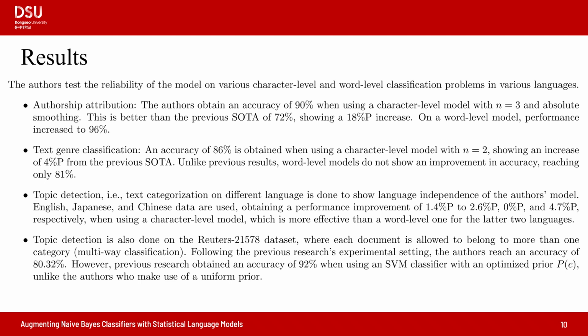On a word level model, performance increases to 96 percent. And the next result that they show is text genre classification, where an accuracy of 86 percent is obtained when using a character level model with bigram, or n equal to 2, showing an increase of 4 percentage points from the previous state of the art. And unlike previous results, in text genre classification word level models do not show a big improvement in accuracy, reaching only 81%.